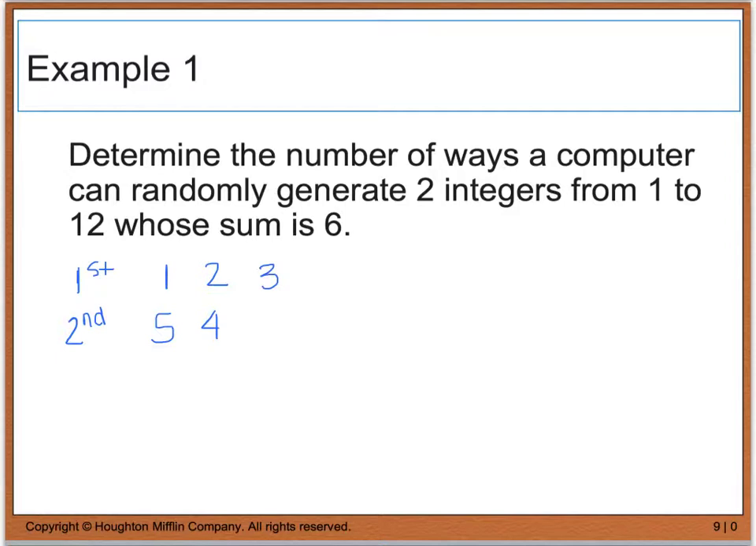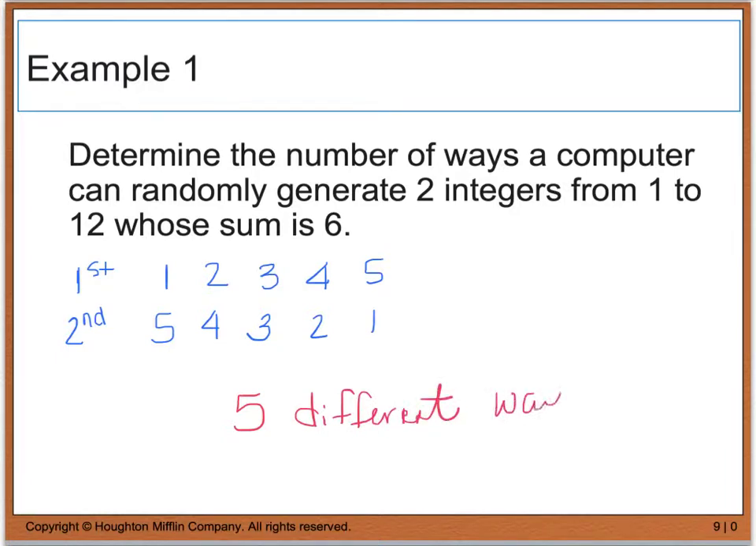If the computer draws a 3 for the first number, then it must also draw a 3 for the second number. If a 4 is drawn, then the second draw must be a 2, and if a 5 is drawn, the second draw must be a 1. So when I go through and count the number of ways that I can generate two integers between 1 and 12 whose sum is 6, I have 1, 2, 3, 4, 5 different possibilities. So I get 5 different ways that I can do this.